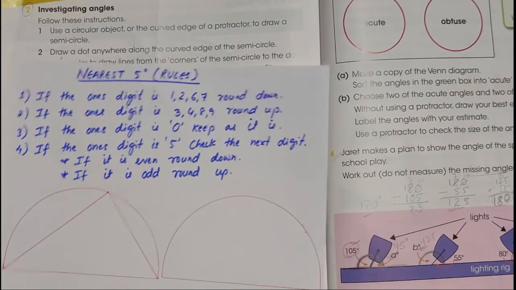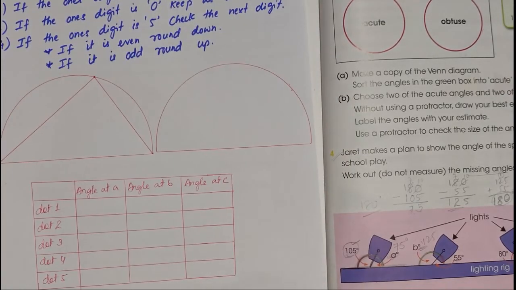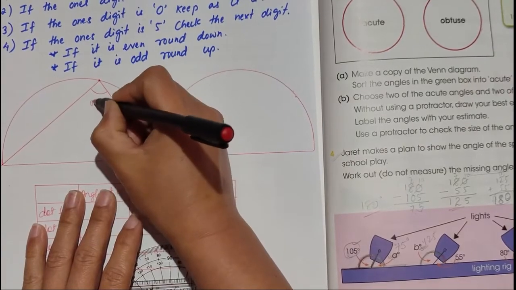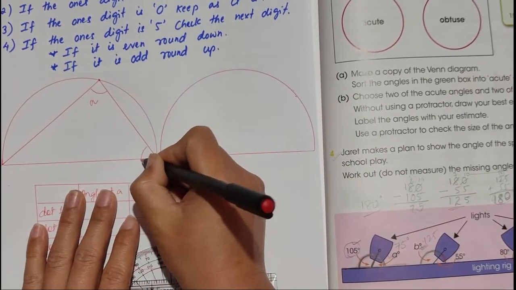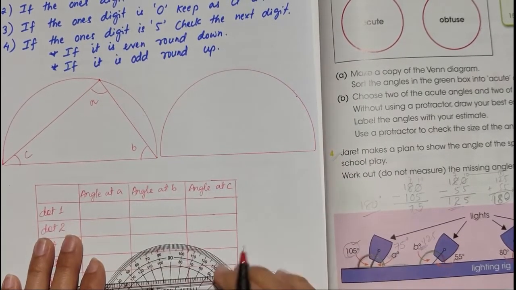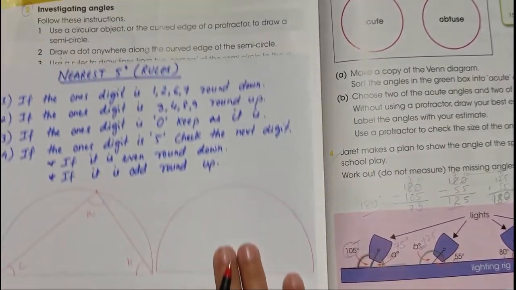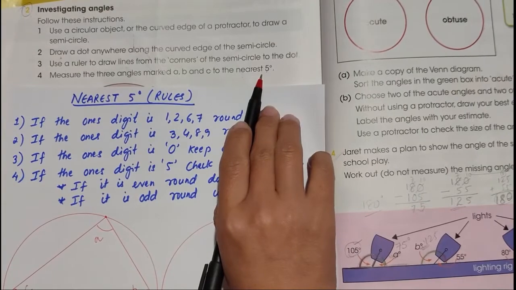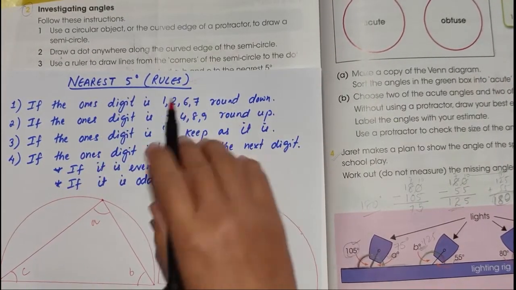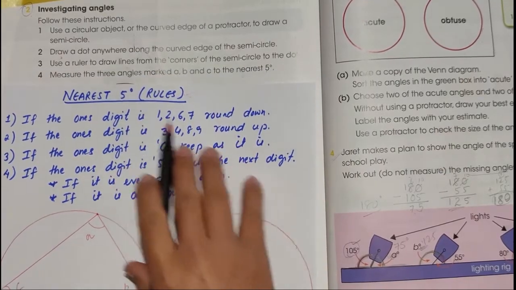Now the fourth step, it says measure the 3 angles marked A, B and C to the nearest 5. So it says to measure the angles A, B and C. So we're going to take this one as A, this one as B, and this one as C. Alright, and then we're going to measure the angles. It says to the nearest 5. For this nearest 5, there are rules. So we're going to follow these rules to find the angles.